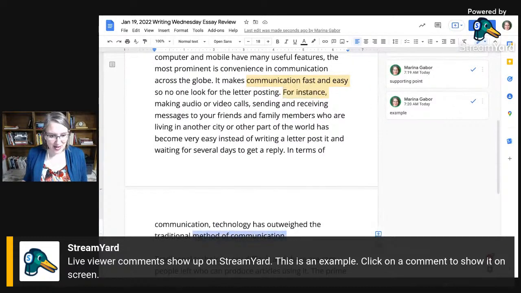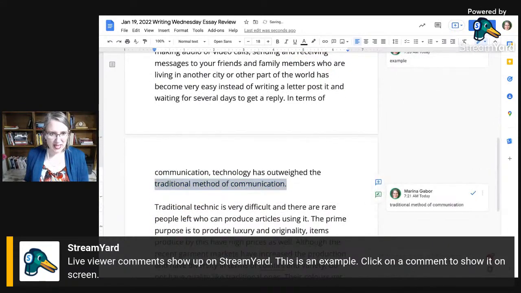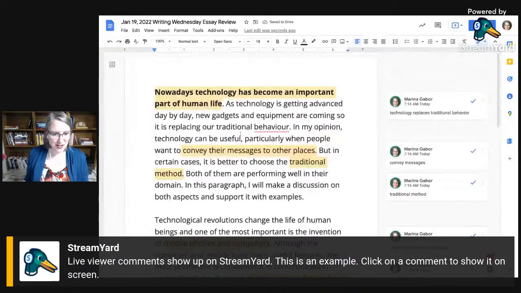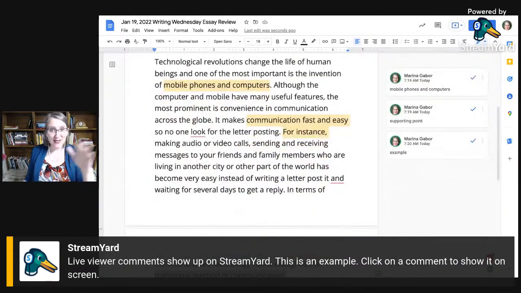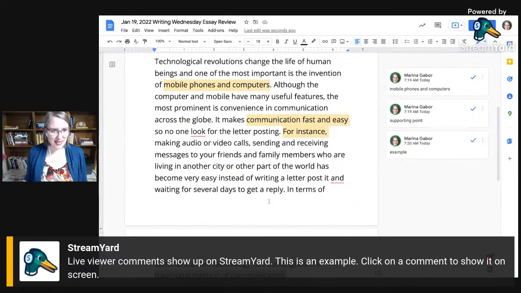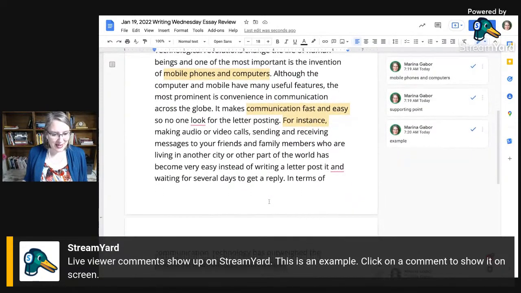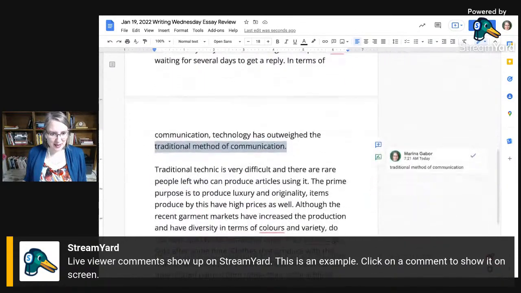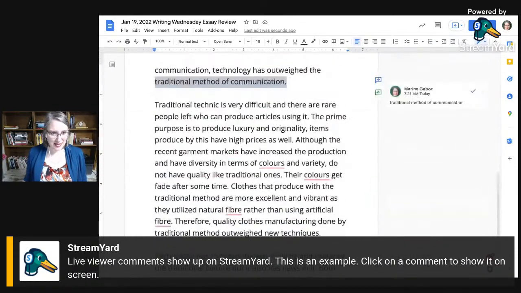Okay, so now remember this. This is great because in this first paragraph, in our introduction, it's talking about the traditional method. And in this paragraph, the writer tied that back together. Nicely done. Now let's see what the next paragraph will bring us.